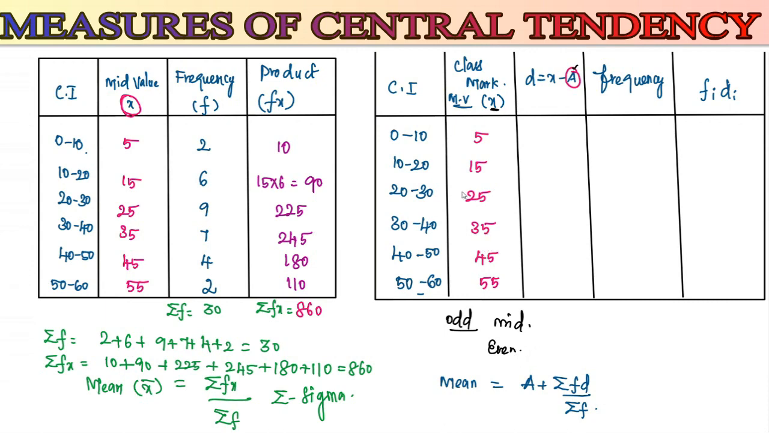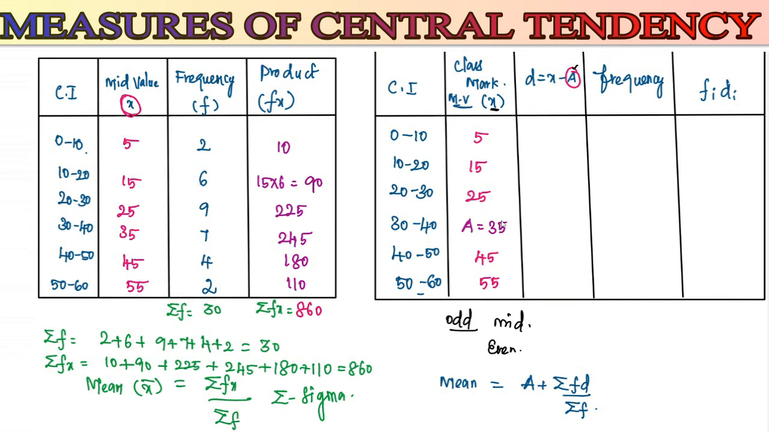For example, you can take here 25 and 35, the mid values of this X column. In this, you first have to check which is the highest value, and you need to consider it as A. So from this, A is 35 because this is the highest value. So A is equal to 35.